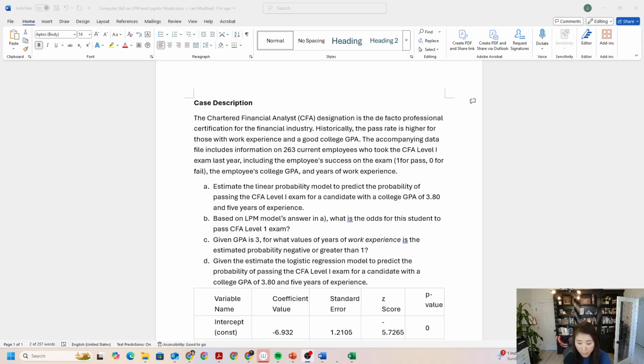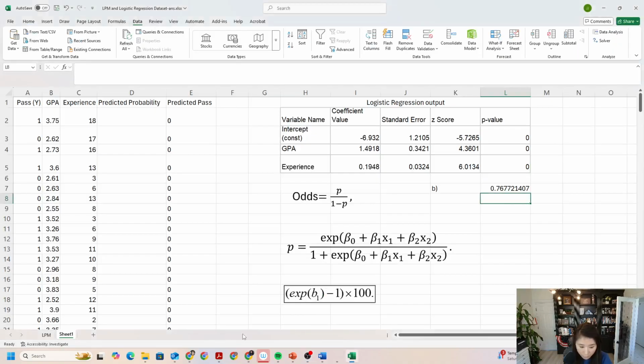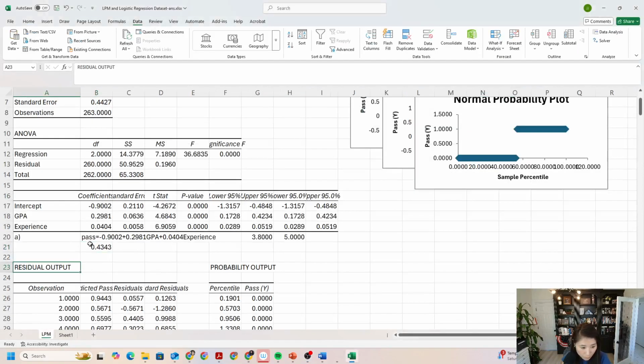Okay, so in your textbook and along with my lecture video that is optional to watch, I mentioned that for the LPM model, it's very likely you will get a probability larger than 1 or a probability less than 0. So to address this question, we need to look at how this LPM model looks. Let's go back to the answer we have in question A. This is the answer we got.